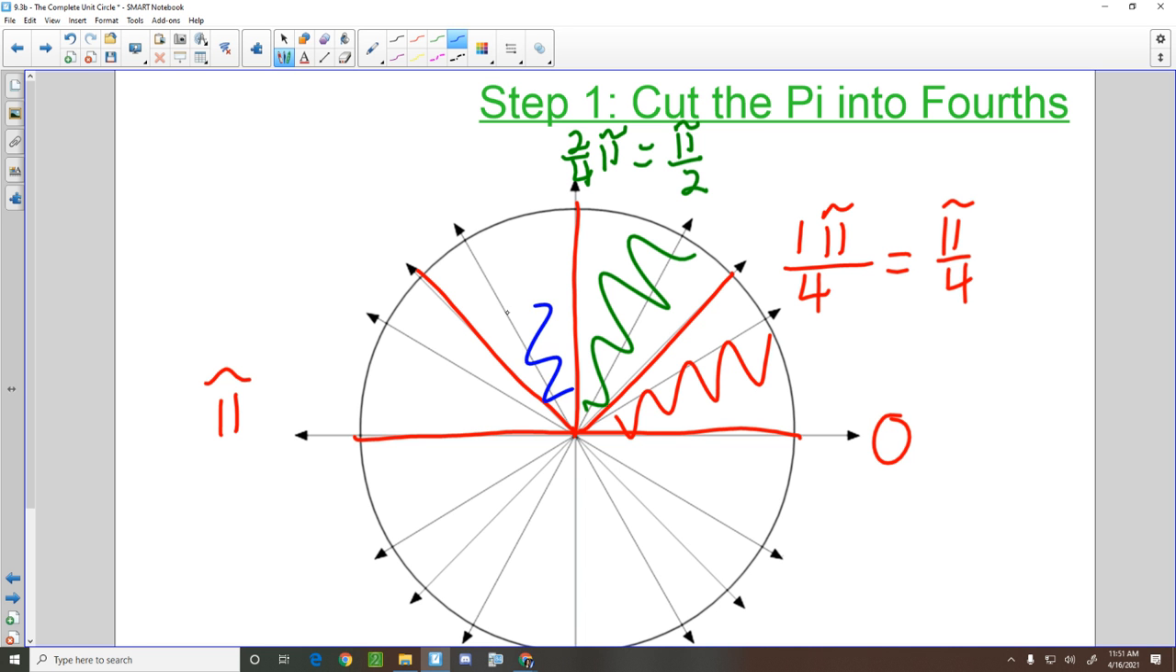Let's take another slice. Now how much do I have? What fraction of the pie do we have at this point? 3/4, exactly. So that angle right there is 3/4 of pi, or 3 pi over 4. It's literally 3/4 of a pie.